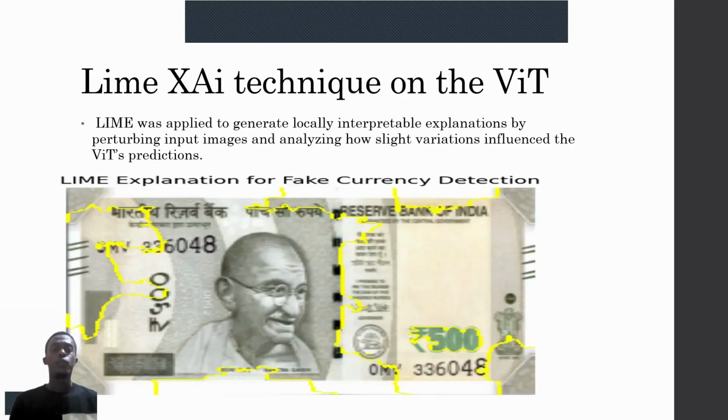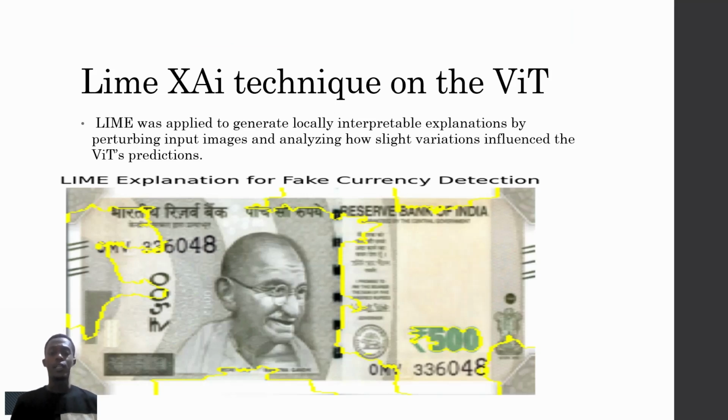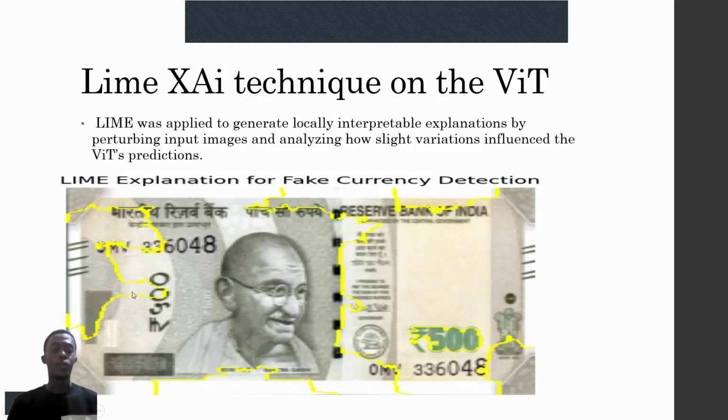yellow. And then moving on to the LIME XAI technique on the ViT, it was applied to generate locally interpretable explanations by perturbing input images and then analyzing how slight variations influence the ViT's prediction. And then we came up with a simple heat map to show how these variations or regions influence the ViT's prediction. These were all demarcated in yellow. You can see the regions outlined in yellow contain the security thread, Mahatma Gandhi's head, the denomination stamp, the denomination of the currency, and so on.